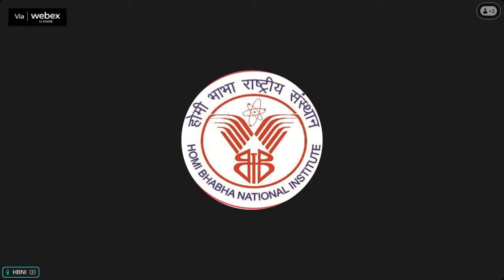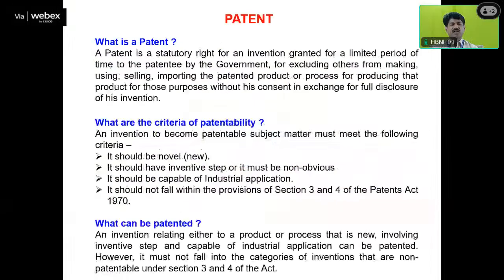So I think there are some technical problems, so I'll again repeat from this. We all know what a patent is now. In the previous class also I explained it, and today also I have mentioned it. So what are the criteria of patentability? I'll just repeat if I have missed it, because there were some technical problems during this presentation.